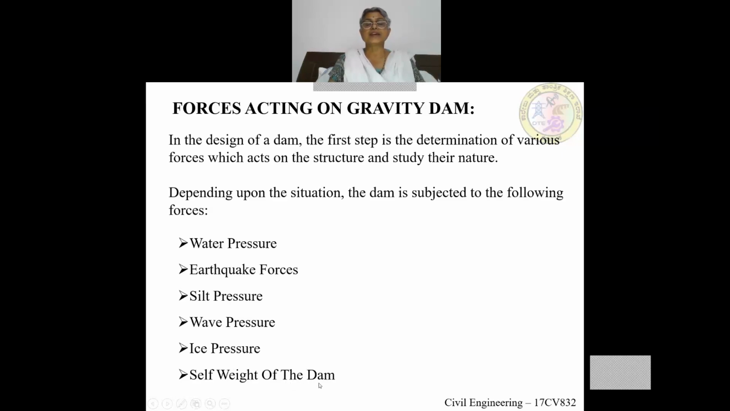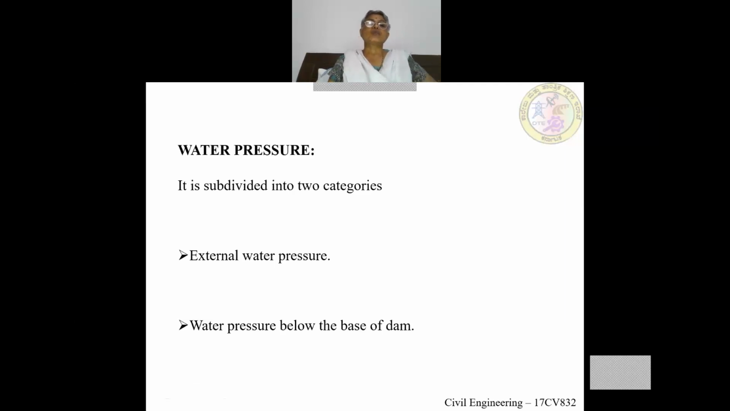This helps in the stability of the dam. It will resist all these forces, all this pressure, by the self weight. The gravity dam is designed in such a way. And then the water pressure is divided into two categories. One is the external water pressure and the water pressure below the base of the dam.